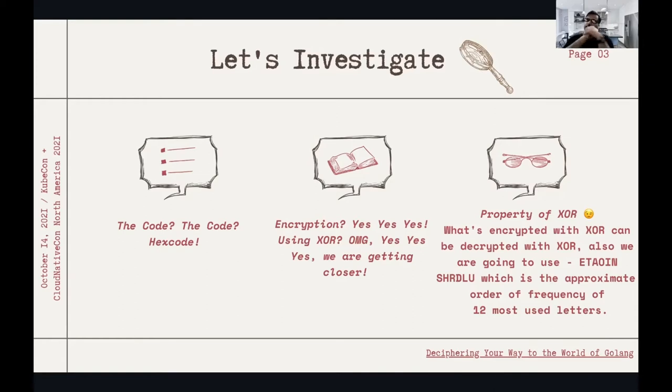This is good. But what next? There's still something that we need to know. We know that it's hex code, it's encrypted using XOR, and we have the property of XOR that you just need to do the same to decrypt. We are going to explain later how we are going to solve it. But this gives us a very big hint.